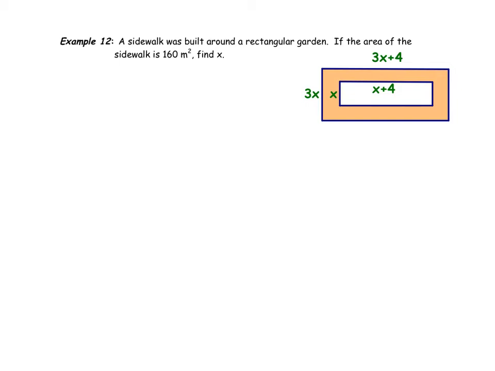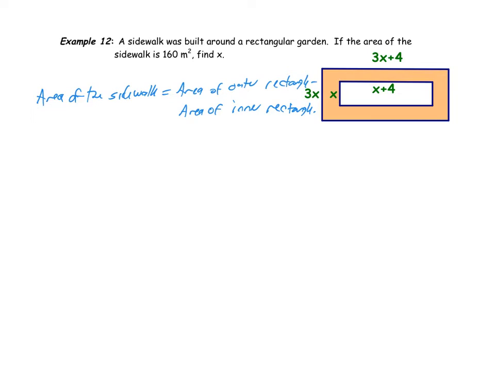So this is sort of a classic geometry problem where we can say that the area of the sidewalk is going to be the area of the outer rectangle minus the area of the inner rectangle. And this is often a strategy that we use to find the area between two figures.